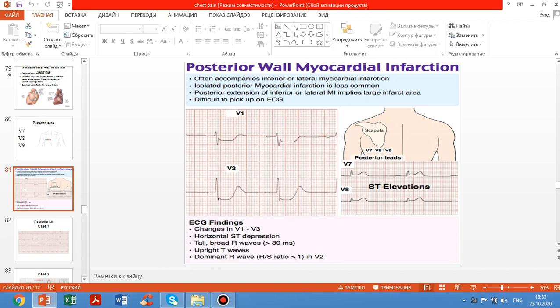There is ST elevation in V7 and V8 or V9 leads. ECG findings: changes in V1 to V3. Horizontal ST depression, tall, broad R waves, upright T waves, dominant R waves. The R to S ratio is more than 1 in V2 leads.